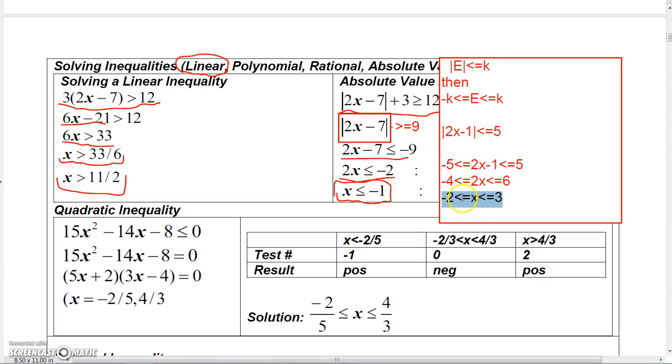And since it's greater than or equal to and less than or equal to, it includes the numbers negative 2 and 3. Now, if I didn't have the equal to there, I'd do it the same way, but I wouldn't have the equal to as I solved it. So in this case, the answer would just be only the numbers between negative 2 and 3 and not including the numbers negative 2 and 3. And so that's how you solve linear inequalities and absolute value linear inequalities.